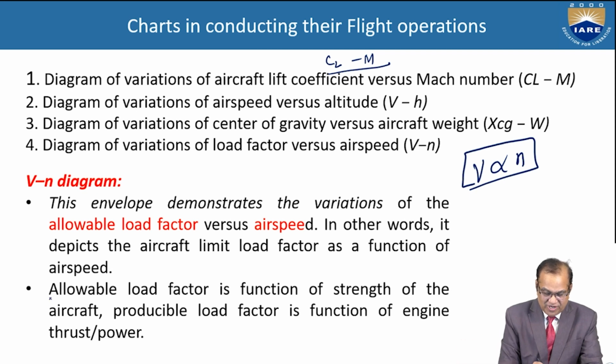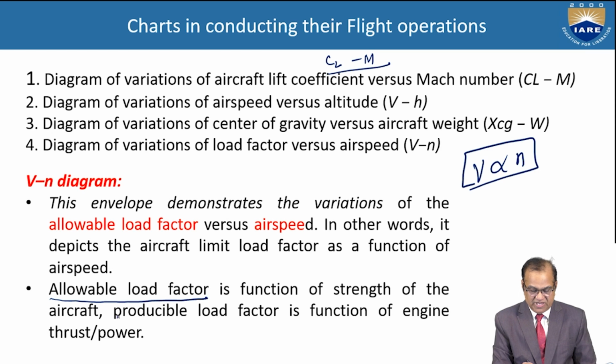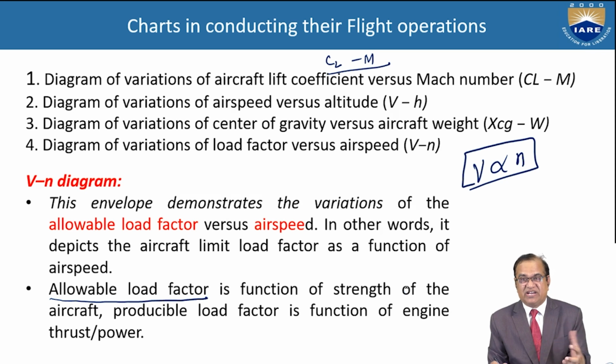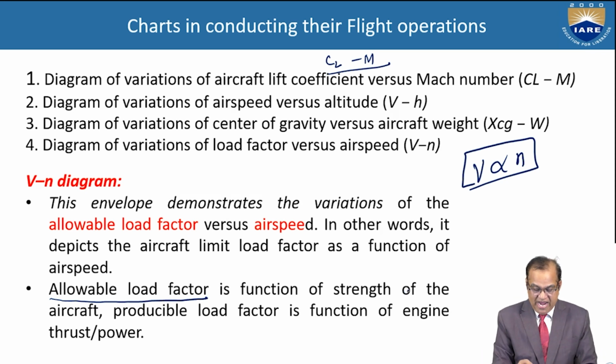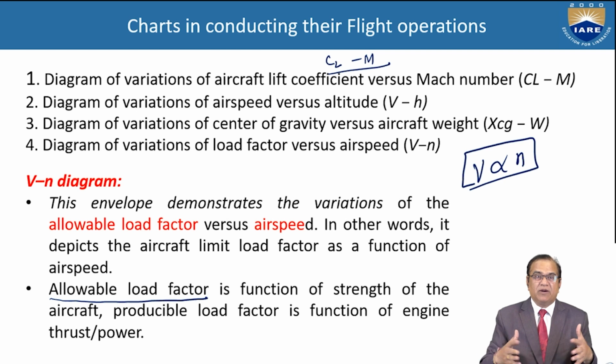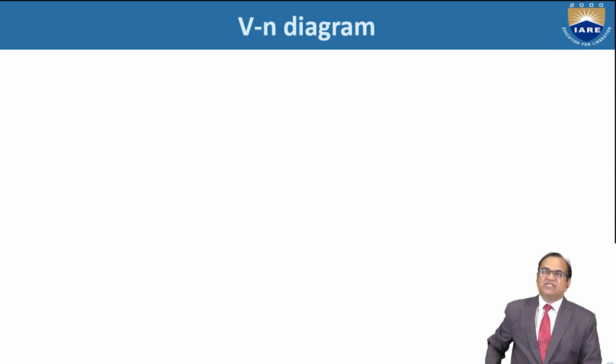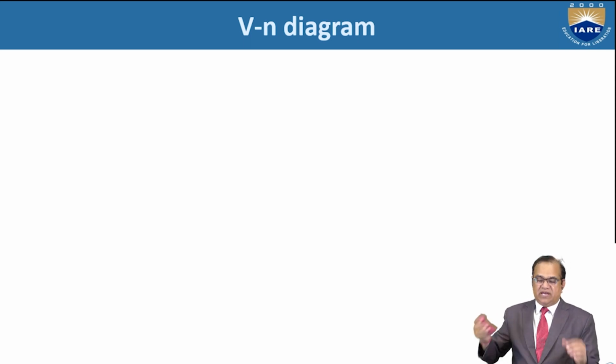So here one is the allowable load factor. This is a function of the strength of the aircraft, meaning the material strength, how much stress, strain, torsion and twist it can sustain. And producible load factor is a function of the engine thrust; how much load factor it is producing depends upon how much thrust it can generate. So now I will be discussing the VN diagram in detail.